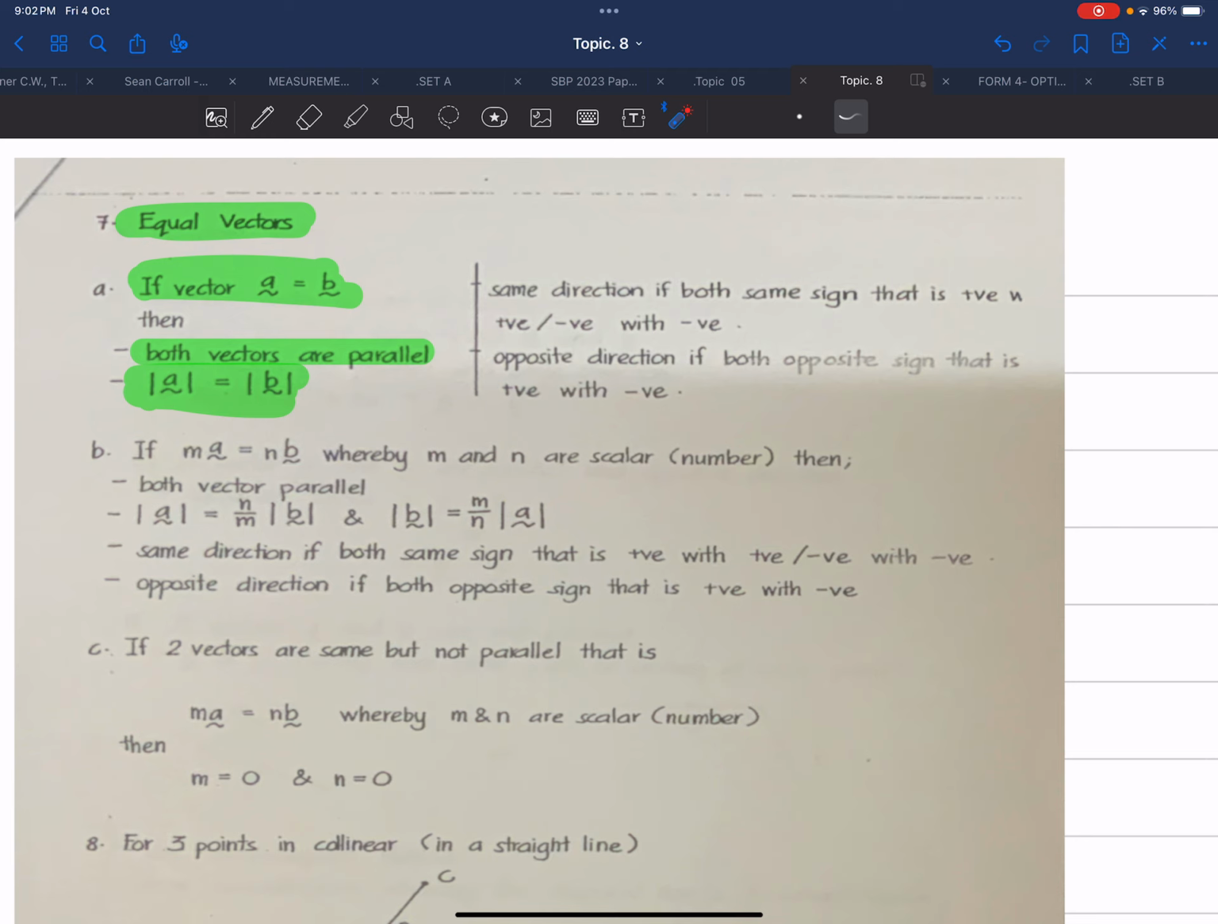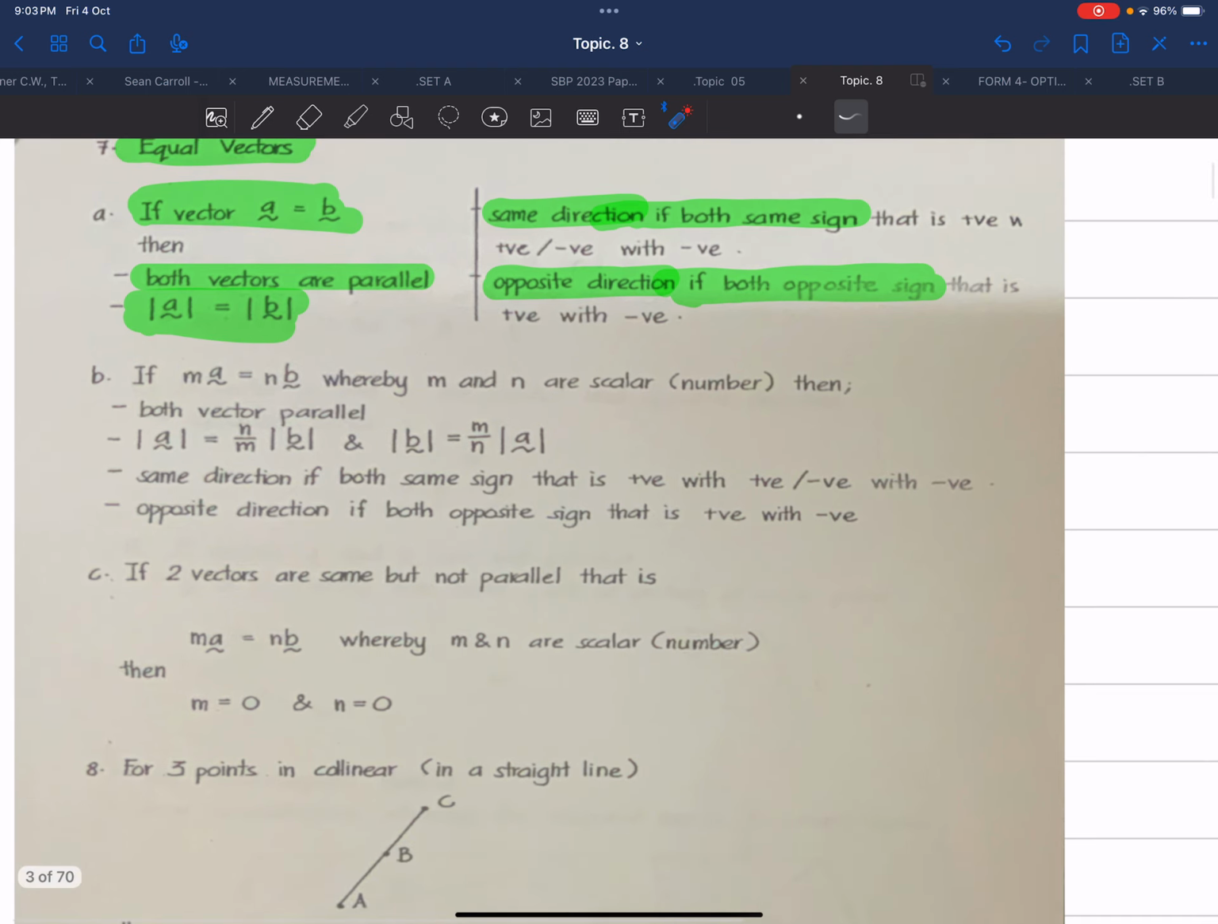Next, they will be same direction if both have same sign. That means A and B both are positive or both are negative, same direction, if they have the same sign. And they will be opposite direction if both have opposite sign. That means A positive, B negative, or A negative, B positive.